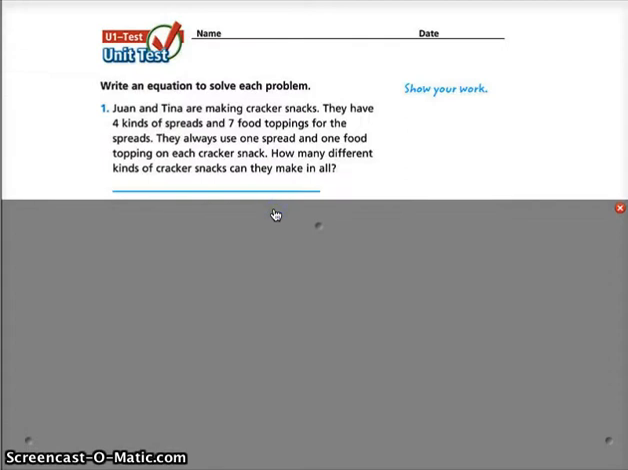It said Juan and Tina are making cracker snacks. They have 4 kinds of spreads and 7 food toppings for the spreads. They always use one spread and one food topping on each cracker snack. How many different kinds of cracker snacks can they make in all? Okay, so in order to solve this, you're going to want your table.